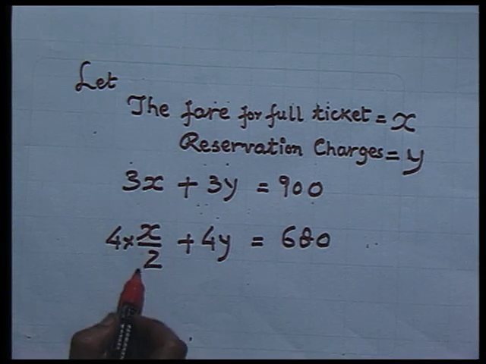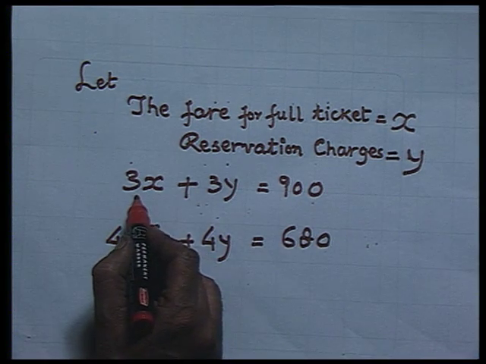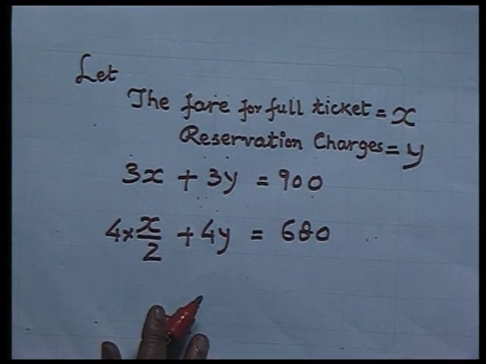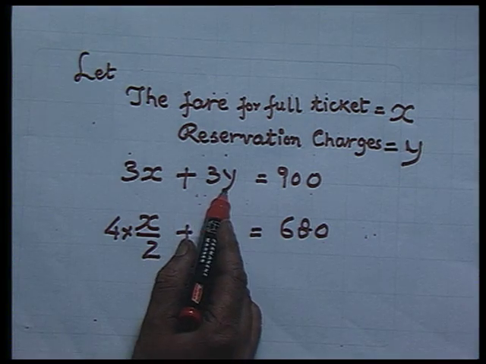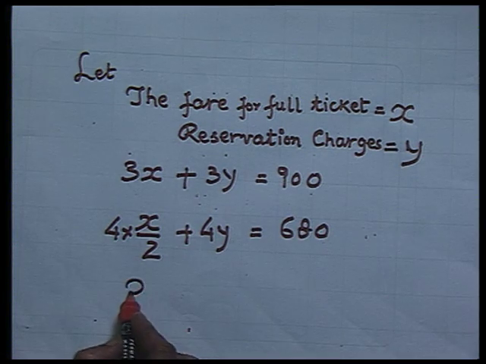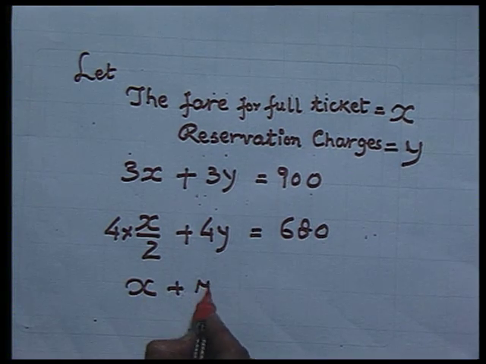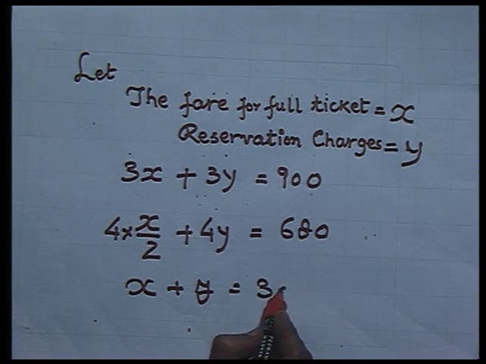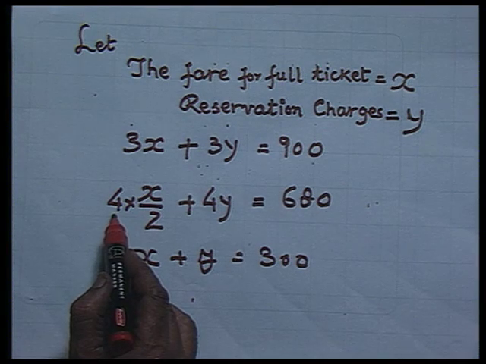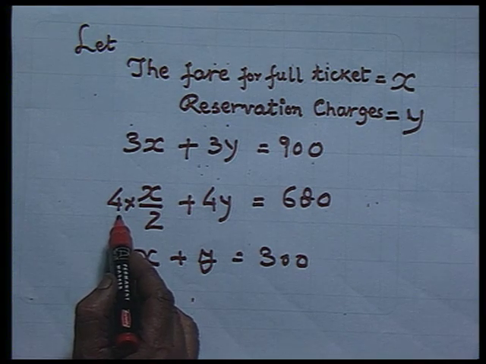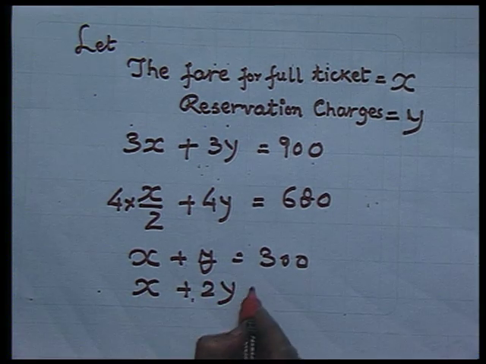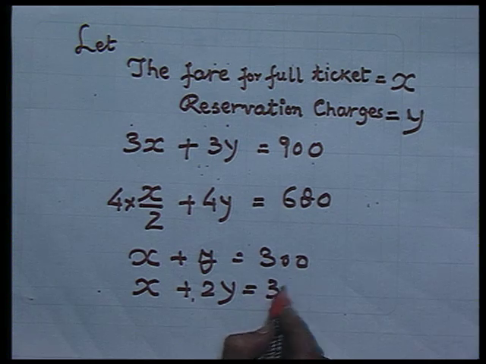Now, look at these equations very carefully. In the first equation, we have 3 as the common factor. So, we can divide the first equation by 3, because on dividing an equation, the equation does not change. So, on dividing the first equation by 3, I get x plus y equals 300, and the second equation I will divide by 2. So, that makes it x plus 2y equals 340.